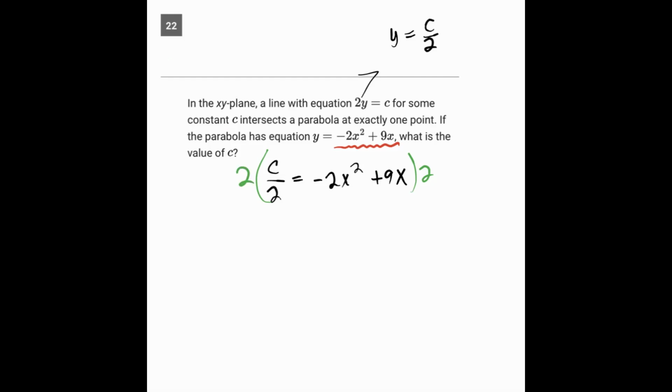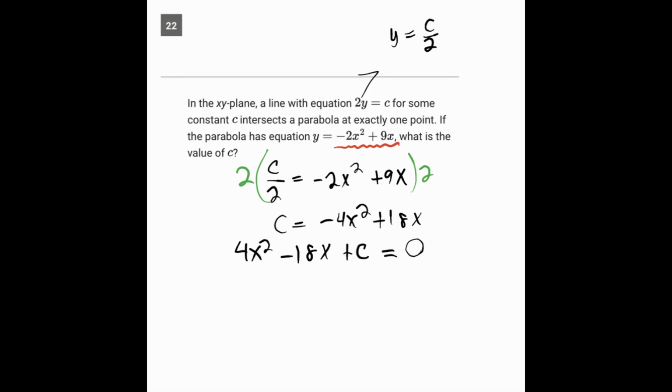We'll multiply by 2 on both sides. c is negative 4x squared plus 18x. Now we want to add the 4x squared and take away the 18x because we'd rather have it on this side where x squared is positive rather than being on this side where x squared is negative. So 4x squared minus 18x plus c is equal to 0.